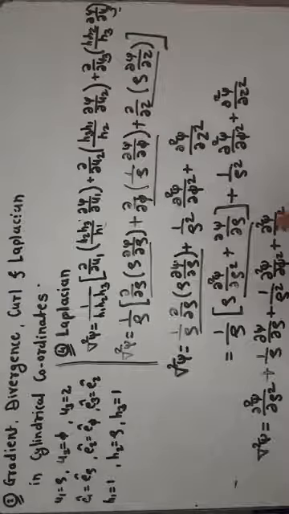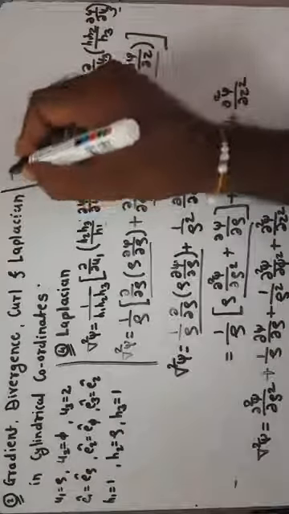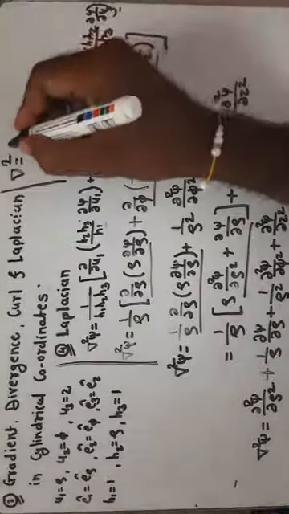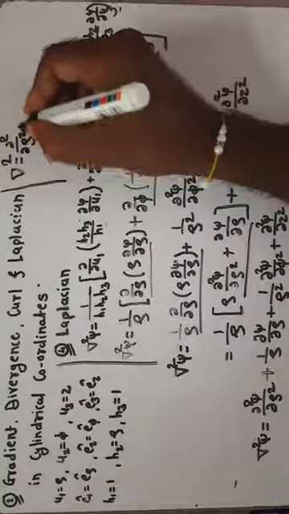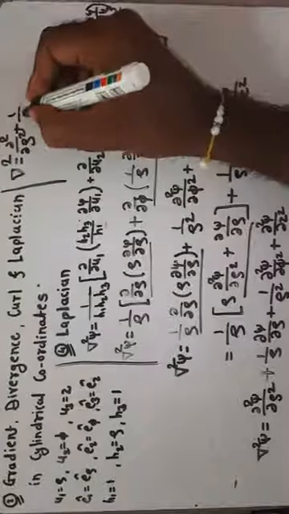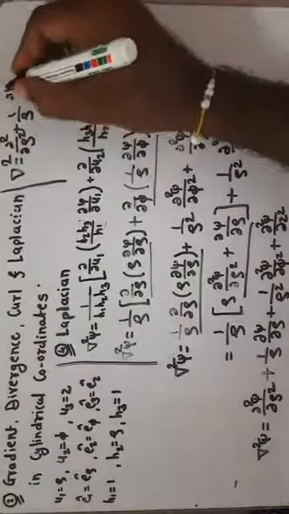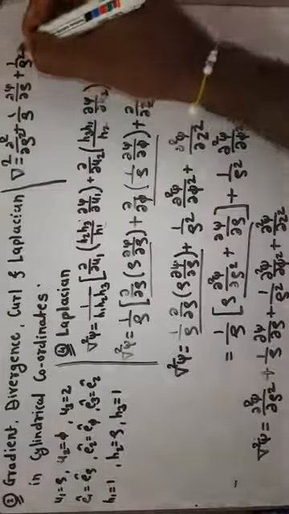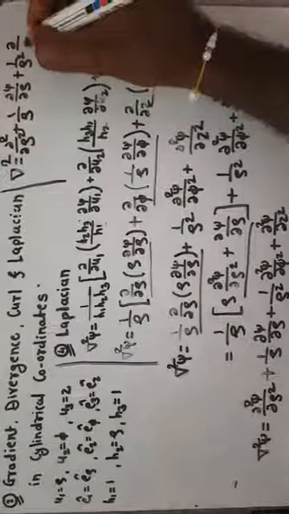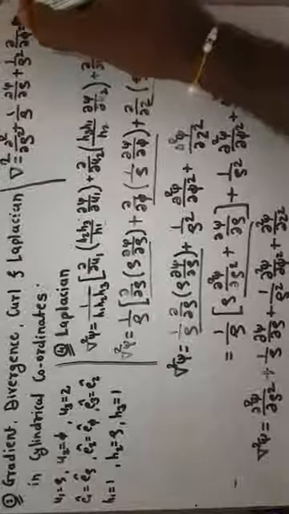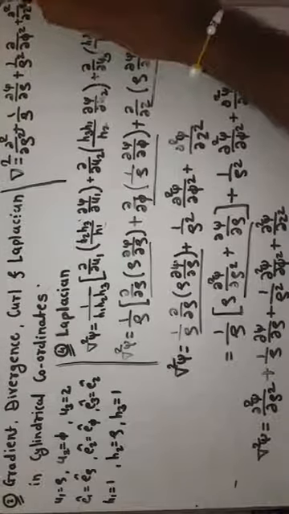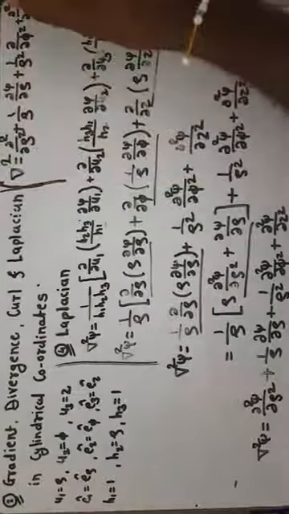That means the Laplacian operator in cylindrical coordinates becomes del square is equal to dou square by dou rho square plus 1 by rho dou psi by dou rho plus 1 by rho square dou by dou phi square plus dou square by dou z square, right? This is the Laplacian operator.